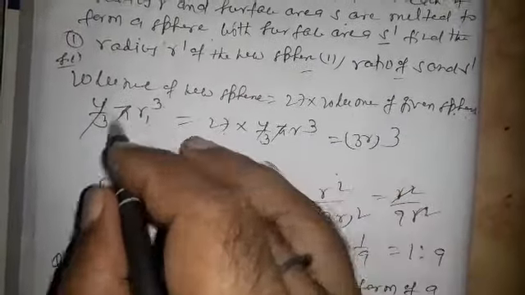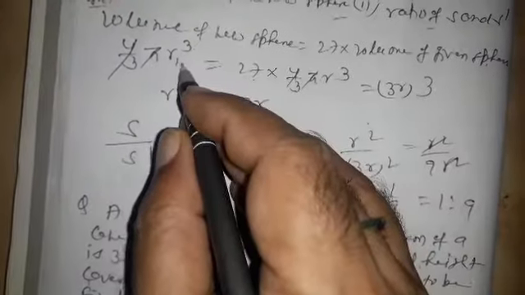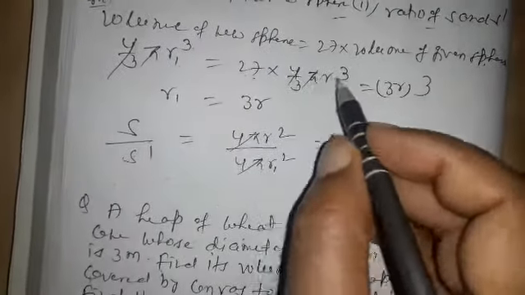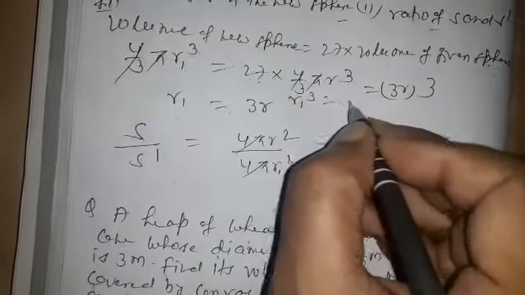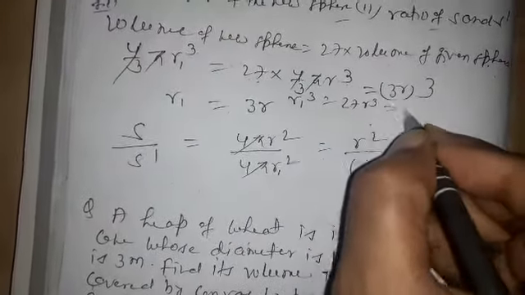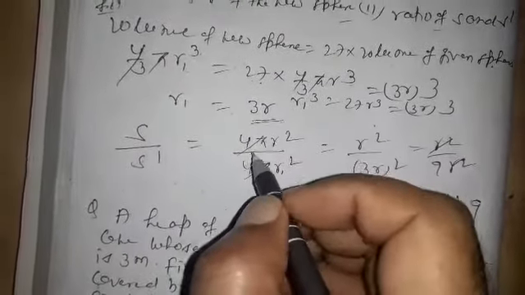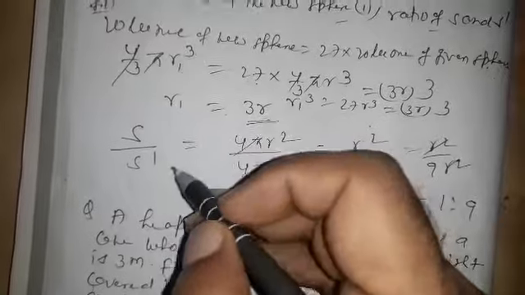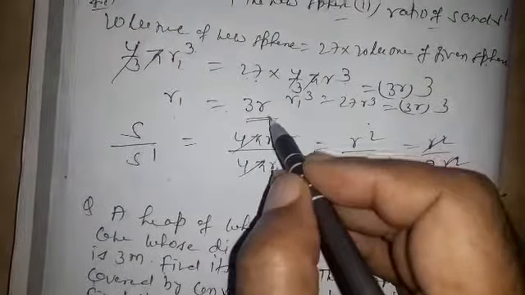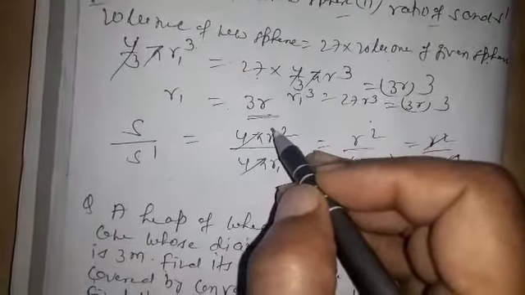4 by 3 pi cancel. So r dash cube is equal to 27 r cube. r dash cube is equal to 27 r cube, means 3r whole cube, and therefore r dash is equal to 3r. It means radius of new sphere becomes 3 times the radius of previous sphere.